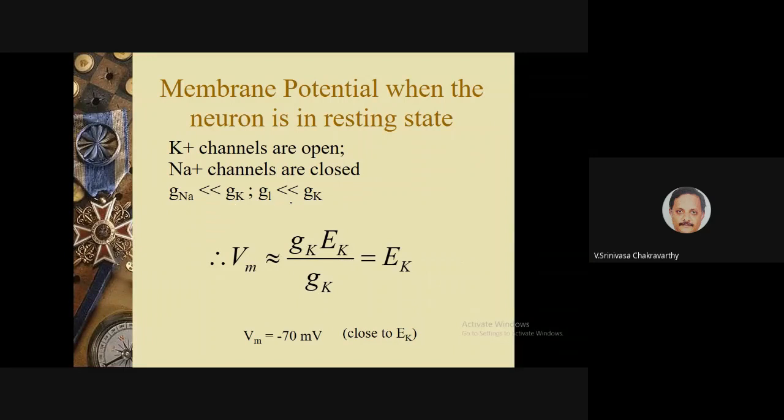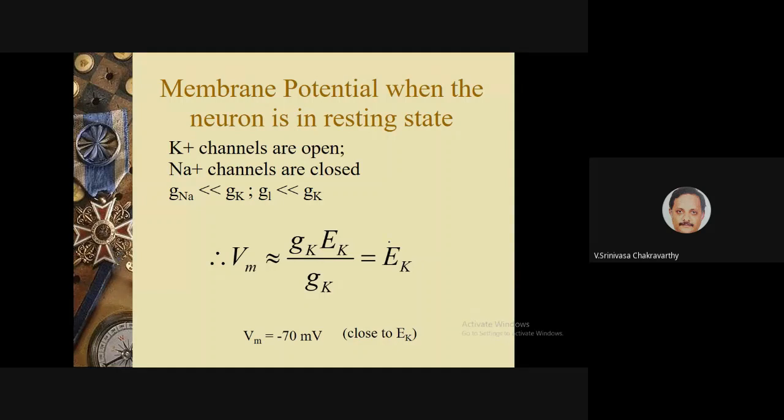GK is much higher than the other 2 conductances. Let's first consider GK. Then the GK EK term will dominate the numerator and the GK term will dominate the denominator. So then you get this approximation, and if you cancel off GK, you get EK. What that means is, when the potassium channels are open and sodium channels are closed, that is when GK is much greater than the other conductances, and GL is always a small number, so that doesn't even figure in the comparison, then Vm becomes close to EK, and EK is minus 77 millivolts.